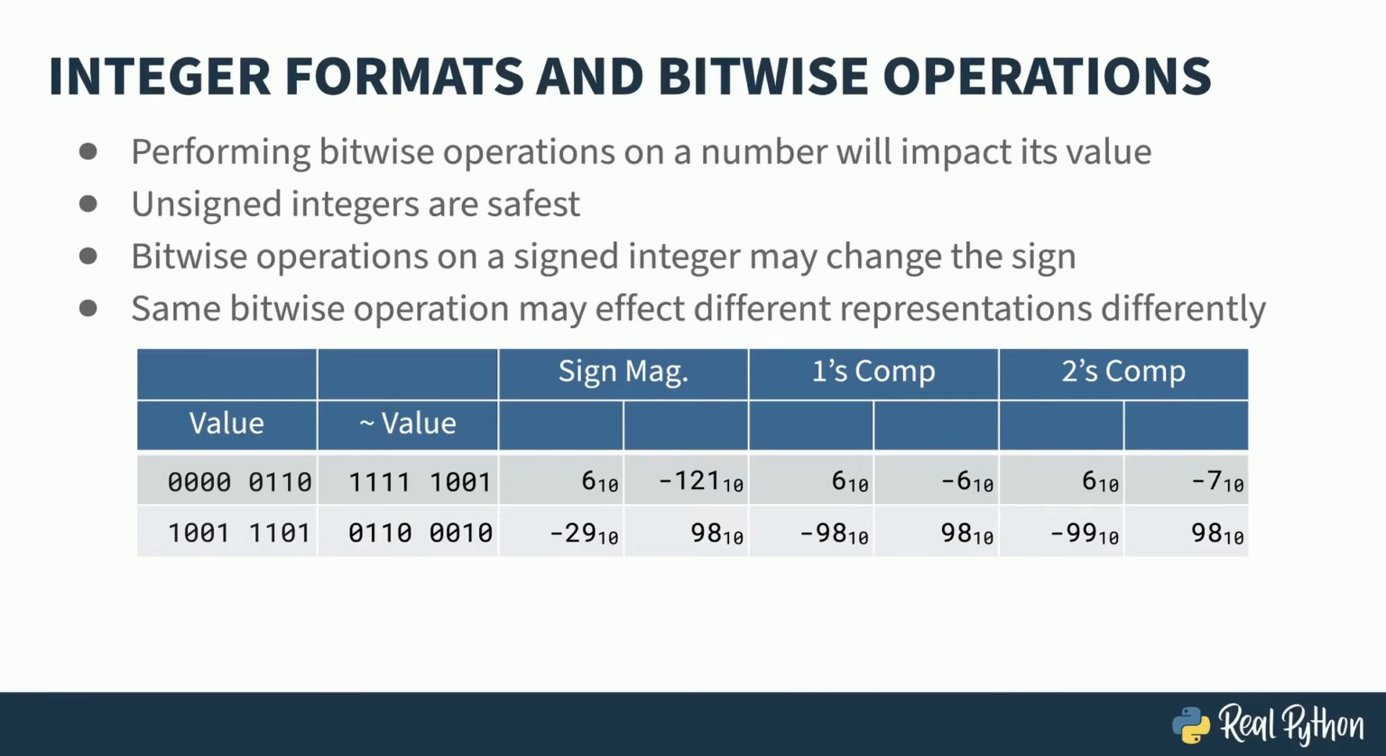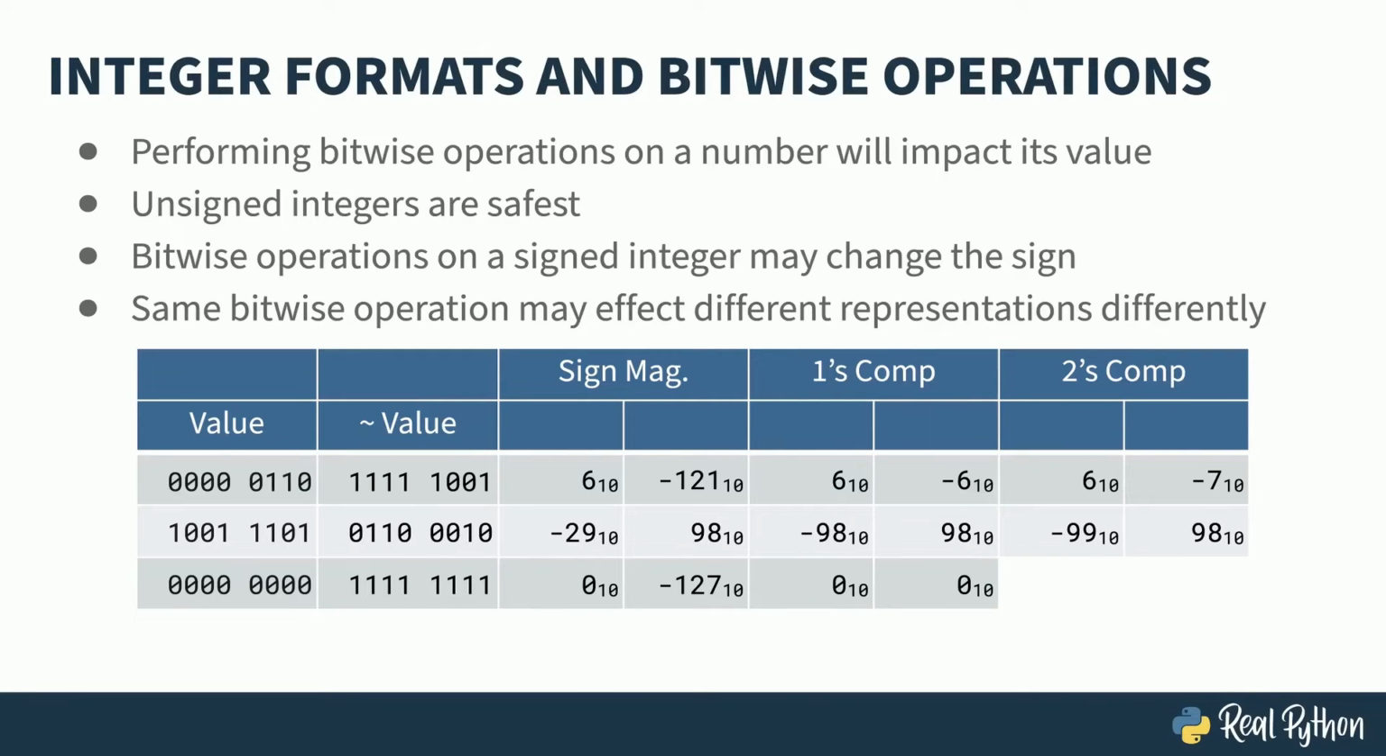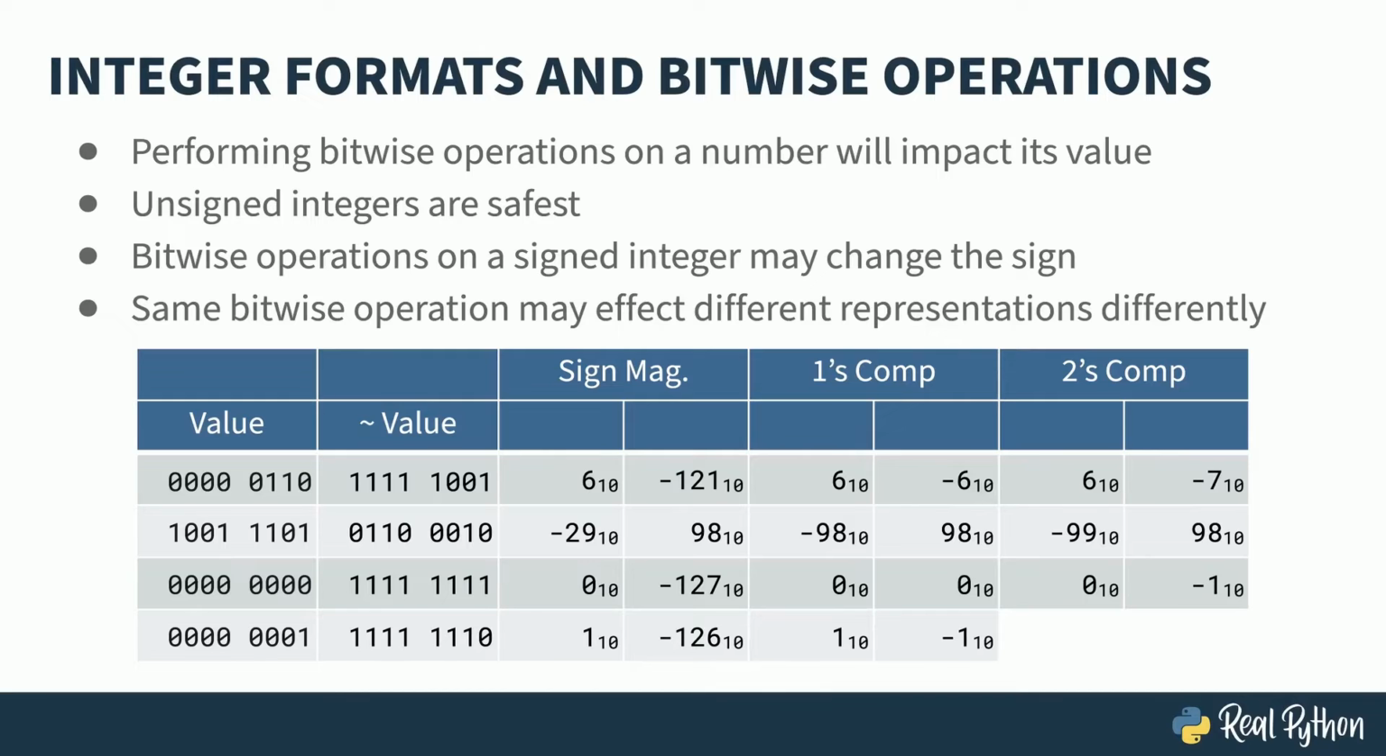How about one of the edge cases? Here's all zeros. Here's the inverse: 0 in sign magnitude, and the NOTed value is minus 127. 0, ambiguous 0, 0, and negative 1. And because I'm having so much fun, one more. Literally one more. Here's the NOTed value. That's 1, minus 126, 1, minus 1, 1, and finally, minus 2. Have I convinced you that you should be using unsigned integers yet?